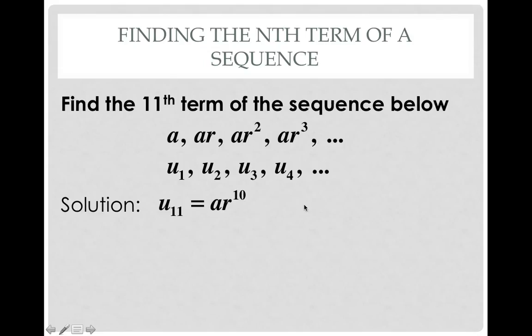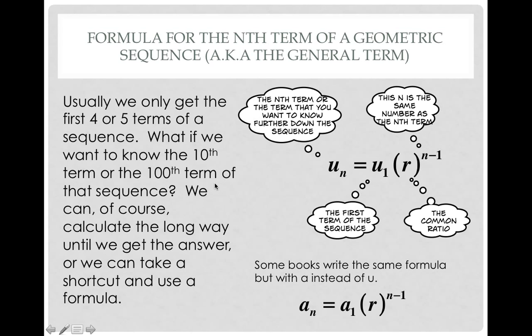Well, let's expand. What if we wanted to know the 100th term? Well, we have to take the first term and multiply it times r 99 times. Now we should be able to generalize. So what if we want to know any term of a sequence, the nth term? Then what we have to do is take the first term and multiply it times r n minus 1 times. Okay, and this is our formula for finding the nth term of a geometric sequence.